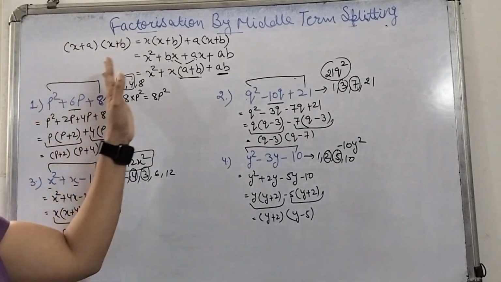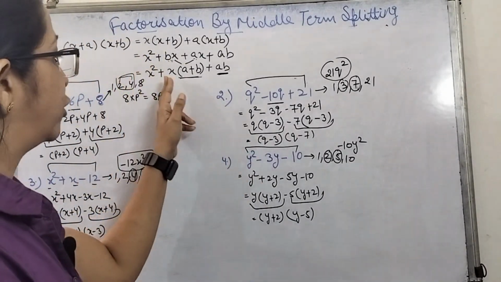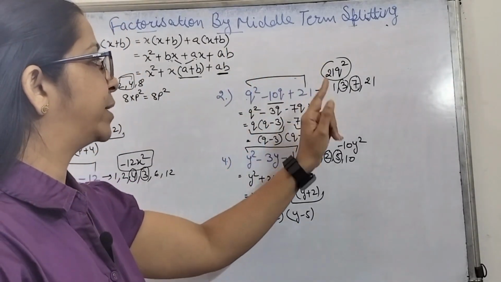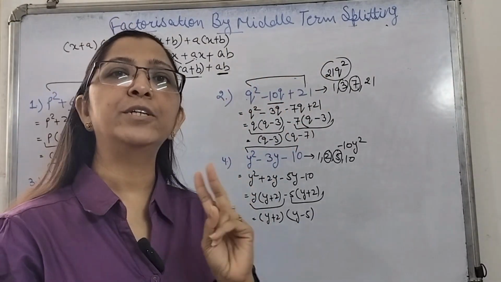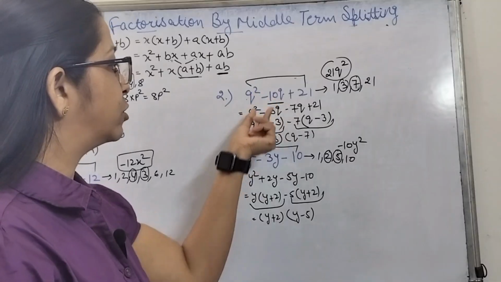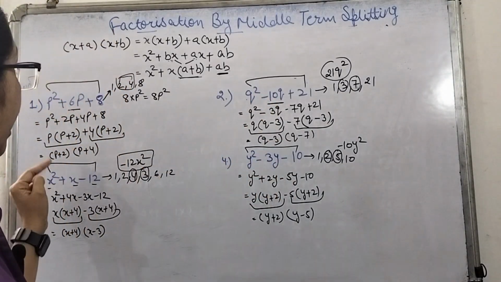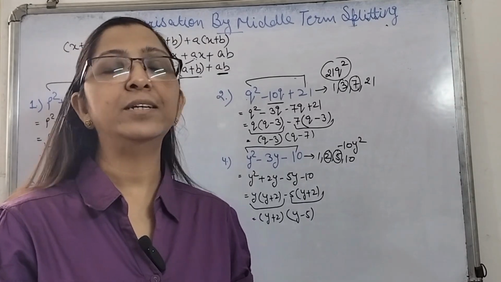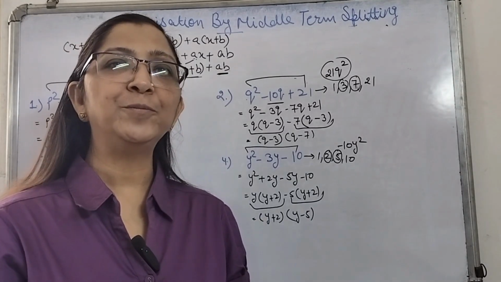So this is how we can factorize the trinomials which are not a perfect square by middle term splitting. We have to split the middle term into two parts such that the sum should be equivalent to the middle term and the product should be equivalent to the product of the first and third term. Hope it is clear to you. Thank you.